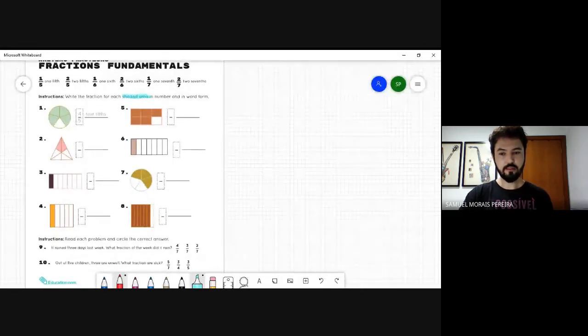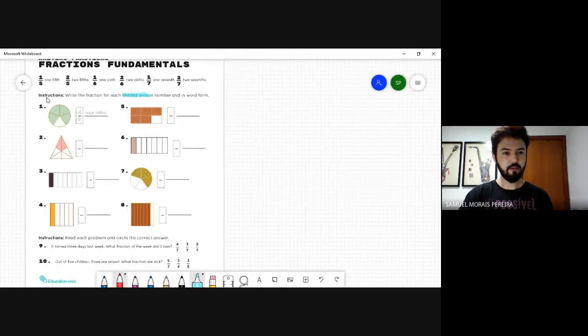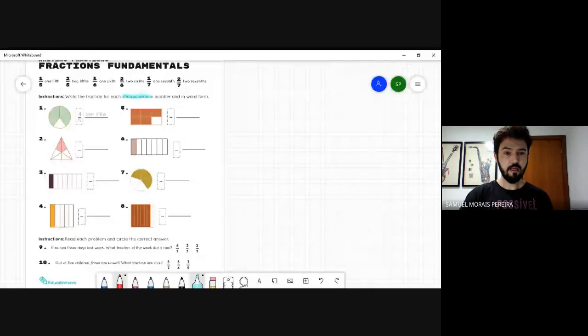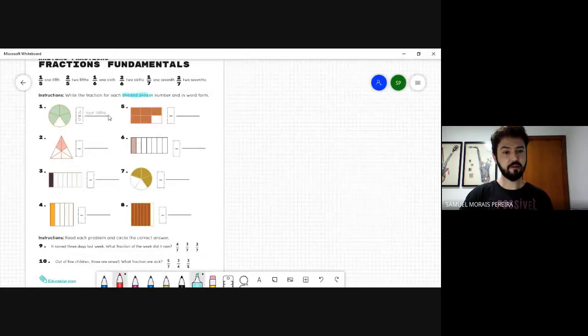So as you can see here, for example, take a look at number 1. This is the example. You have a circle. The circle has been divided into 5 parts, but only 4 parts are shaded. So the shaded area has 4 parts, okay? The instruction is, write the fraction for each shaded area in number, just like this here, and then in word form, okay? Well, so the first one is 4/5, né, com S, as you can see here.